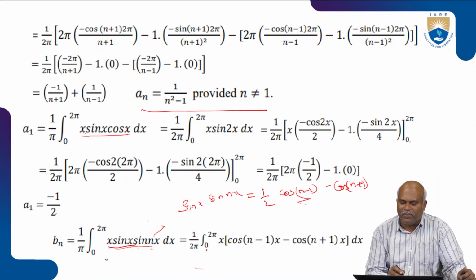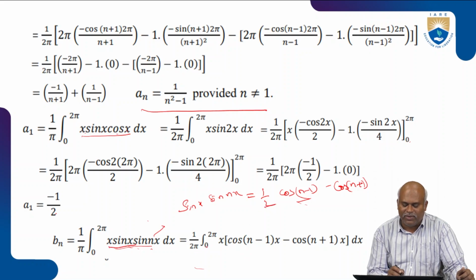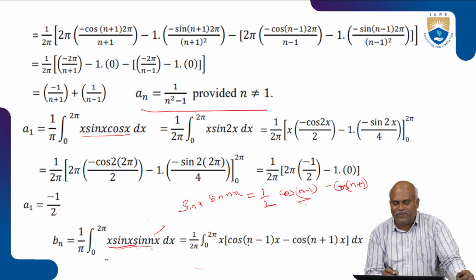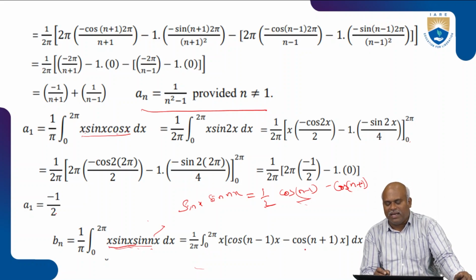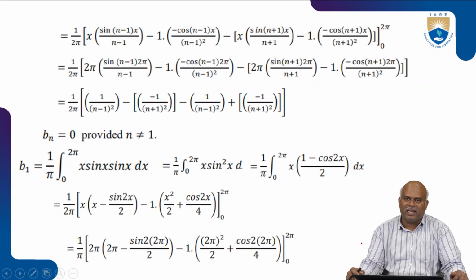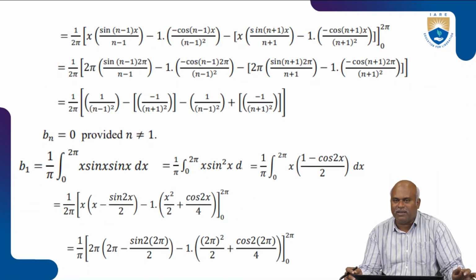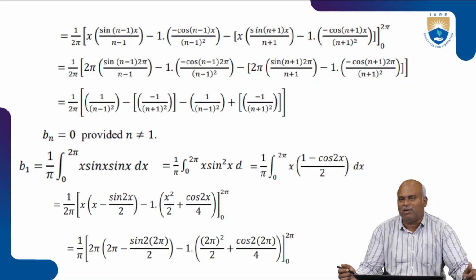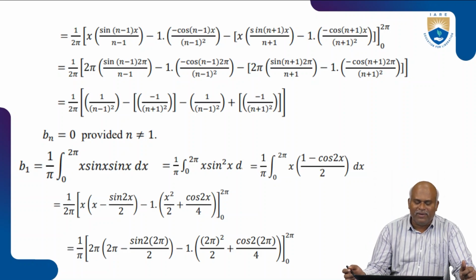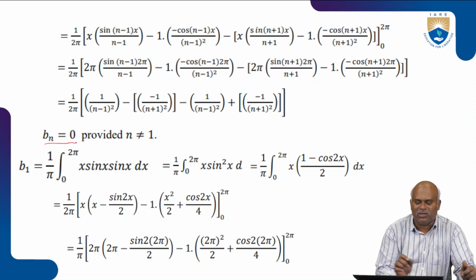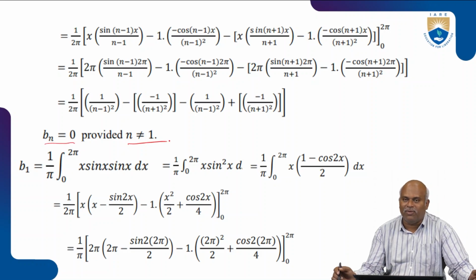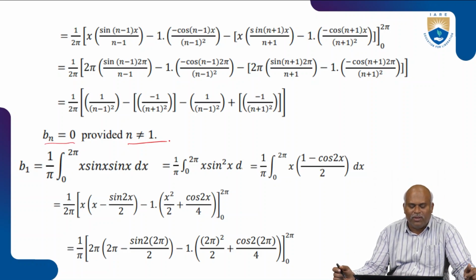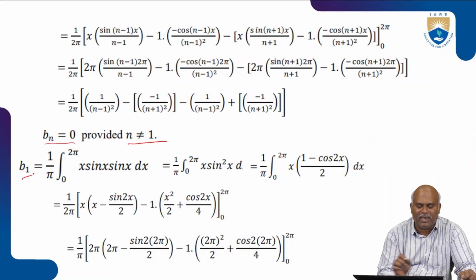So now 1 by 2 pi, this 1 by 2 is taken out. That means 1 by 2 pi, 0 to 2 pi, x cos (n minus 1)x minus cos (n plus 1)x dx. Now we do the integration by the uv dv method and substitute the interval of 0 to 2 pi. Finally, we got b of n equal to 0 when n is not equal to 1. Now for b of n when n value is equal to 1, you can substitute n equal to 1.